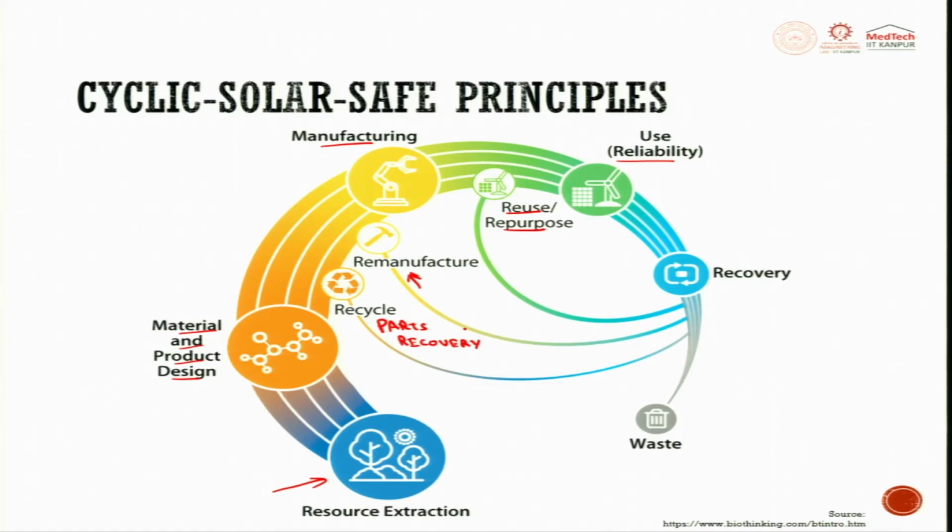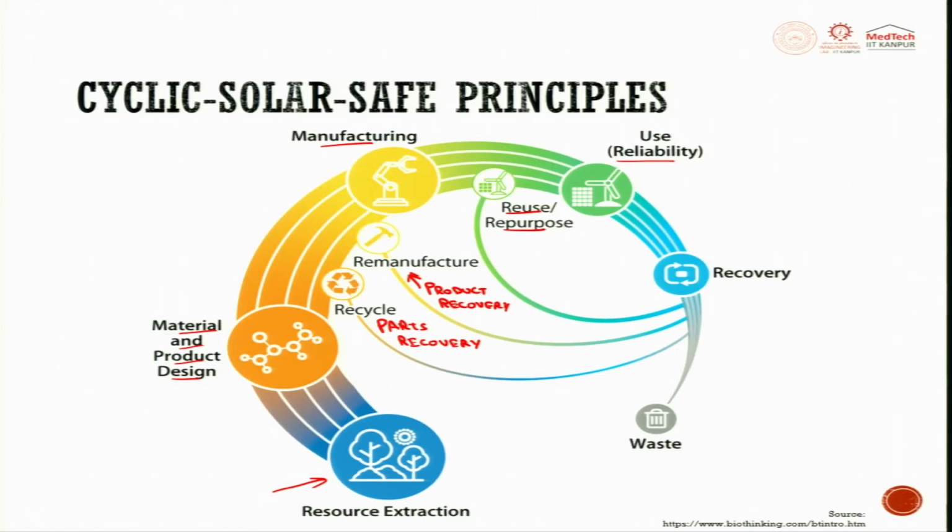In remanufacture, we try to take control of the part, we try to just reuse them. So, it is product recovery. Reuse is nothing but using the product time and again. For example, you get your bike serviced time and again, and keep on using it for 5 years or 10 years.